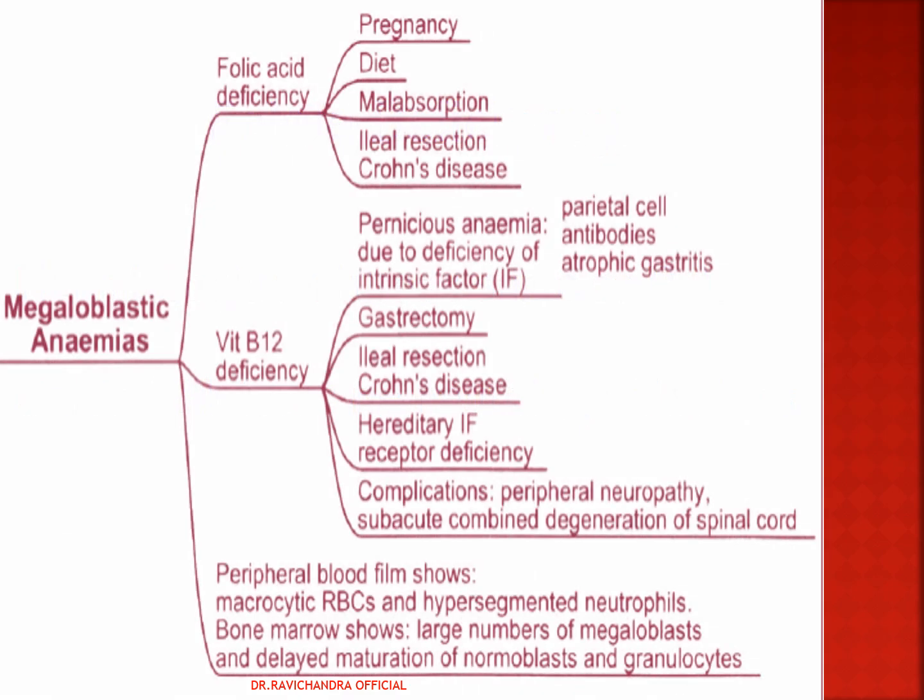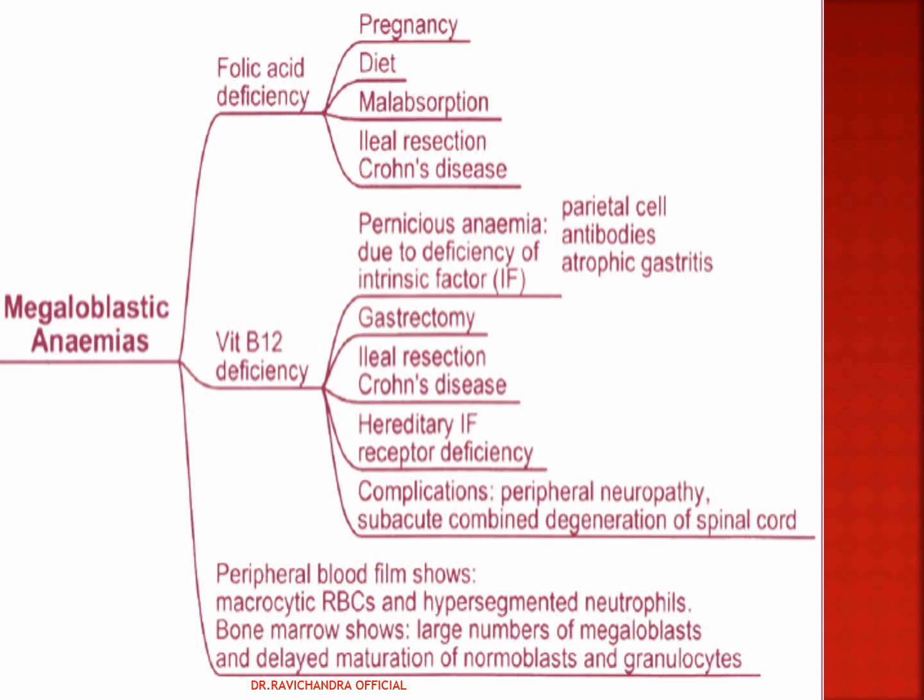This is a mind mapping picture showing megaloblastic anemias for a fast review. Folic acid deficiency is seen in pregnancy, in chronic alcoholics, or if there is malabsorption, ileal resection, or chronic Crohn's disease. Vitamin B12 deficiency and intrinsic factor deficiency will cause pernicious anemia, and there will be parietal cell antibodies. Atrophic gastritis is seen microscopically.